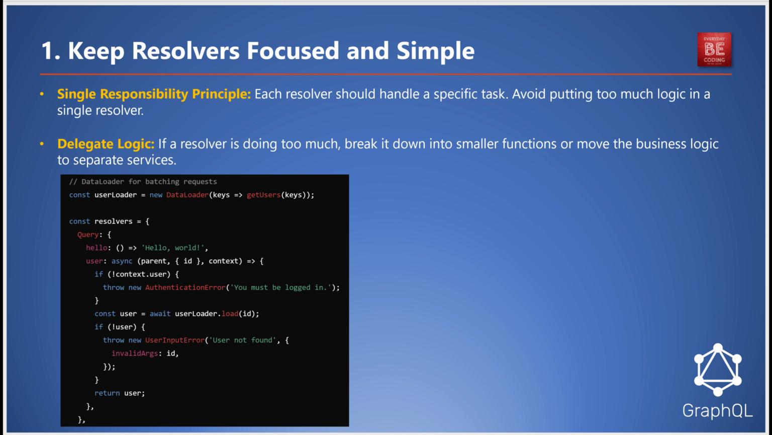For instance, // overloaded resolver: user: async (parent, args, context) => { const user = await context.db.findUserById(args.id); if (user.lastLogin) { await context.db.updateUser(...) } return user; } // focused resolver: user: (parent, args, context) => context.db.findUserById(args.id).